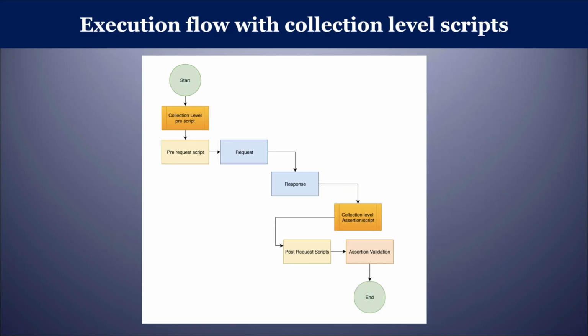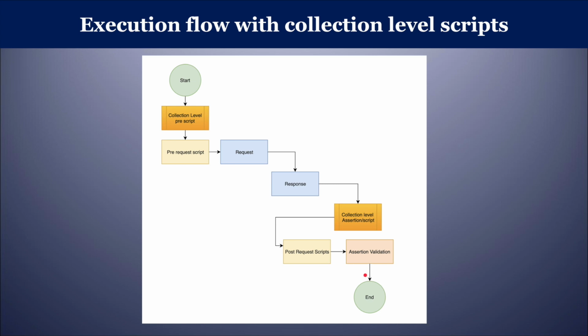Now, similarly, if we have any collection level scripts associated with a request, that is, the collection of which the request is part of, then collection level pre and post scripts take precedence before the actual pre-request and post-request scripts that are associated with the request. So the flow goes like this: at the start, first the collection level pre script executes. Then the same flow continues. Once the response is received, first collection level assertions or post scripts get executed, and finally the normal flow of execution.